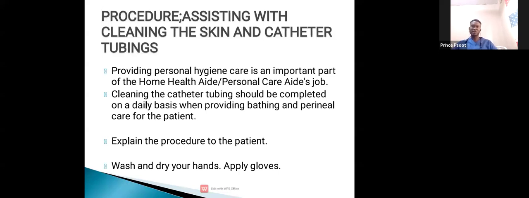The first thing we do is to provide personal hygiene care, as it is an important part of the home health care, the personal care aide's job. So cleaning the catheter tubing should be completed on a daily basis when providing bathing and perineal care for the patient. So you can explain the procedure to the patient as usual. Then you wash and then dry your hands, then you apply your gloves.